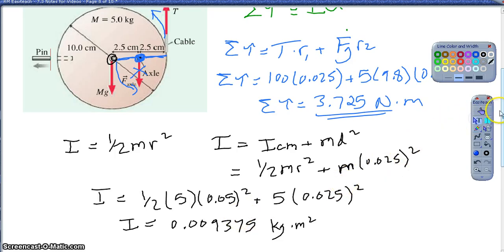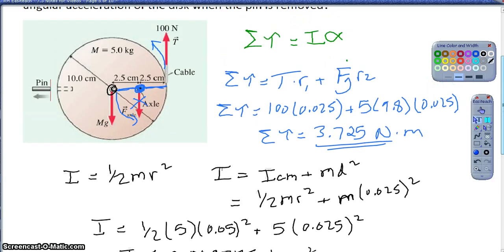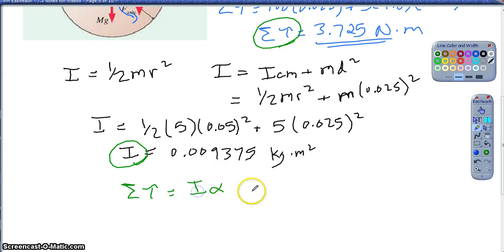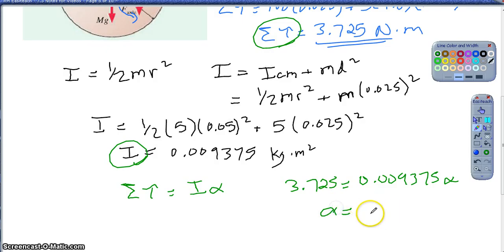And then finding my net acceleration, finding my angular acceleration, just bringing all of those facts together. So I've got my net torque, I've got my moment of inertia. So torque equals the moment of inertia times the angular acceleration. So then 3.725 equals 0.009375 times my angular acceleration. Solving from here, obviously it's going to be a fairly high number based on these two measurements, but we should get the angular acceleration to be about 397 radians per second.